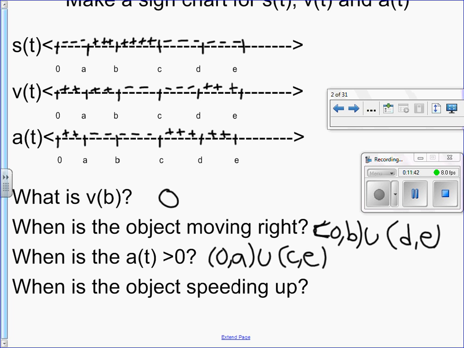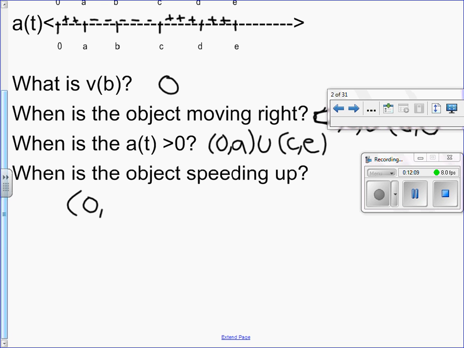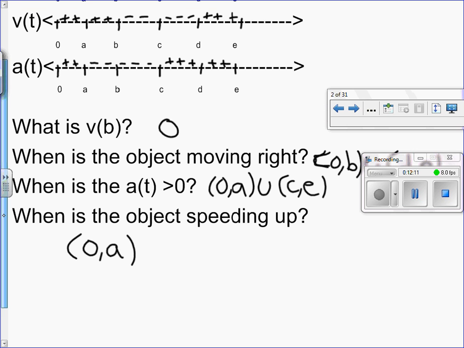Excellent. So now I see why sign charts could help us. If I have a sign chart lined up for velocity and acceleration, I can identify where this object is speeding up. Just look for where they have the same sign. In what intervals do velocity and acceleration have the same sign? That's 0 to A. Do we agree with that one? Okay, I'll buy that one. So from 0 to A, and Dina? D to E, yeah, they're both positive there also.